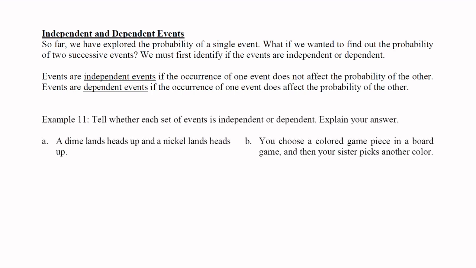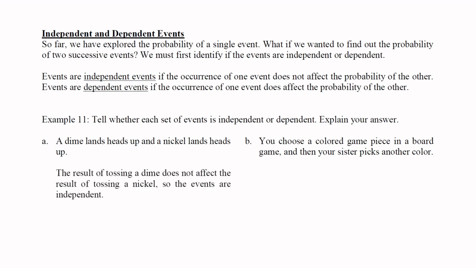So let's determine which of these sets indicates an independent or dependent event, and we're going to explain why. A dime lands heads up and a nickel lands heads up. Well, the dime and the nickel both operate independently of one another, so the result of tossing a dime does not affect the result of tossing a nickel, so the events are independent.